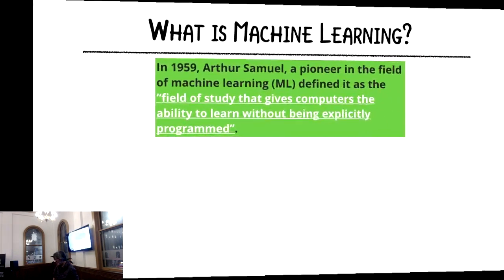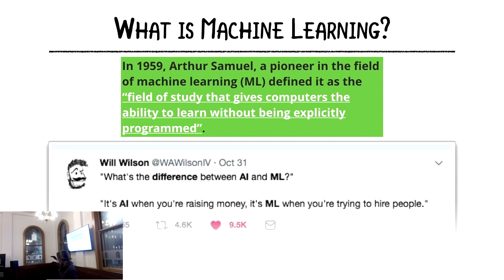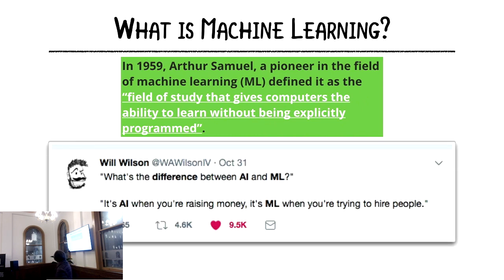Anyway, let's start with the broad definition. Machine learning is what that says, a field of study that gives computers the ability to learn without being explicitly programmed. Basically because we as programmers can't actually write down the algorithm. So we can't program the computers to do it explicitly, so we have to write a program that gets the computers to learn how to do it. And here's a joke. It's AI when you're raising money, and it's ML when you're hiring people.